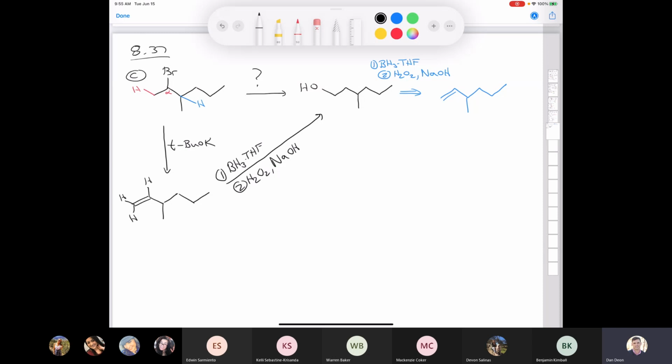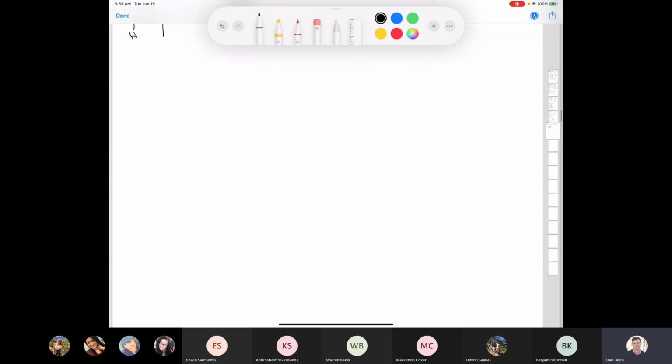All right, let's move on from there. Let's try another one. This is 8.37D. So we're going to start out with this tertiary alcohol, and we want to make this compound, where we have the methyl group pointing up and the hydroxyl group pointing down, like that.